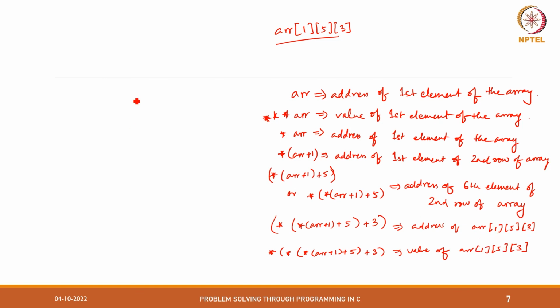I hope this progression is clear to you. If you want, you can go ahead and try printing all these values. Take any array which you have set by yourself, and try printing all of these things and check whether it is actually giving the same output or not.